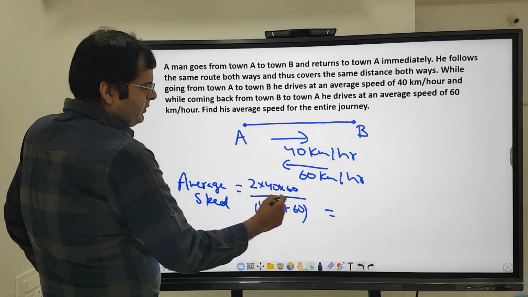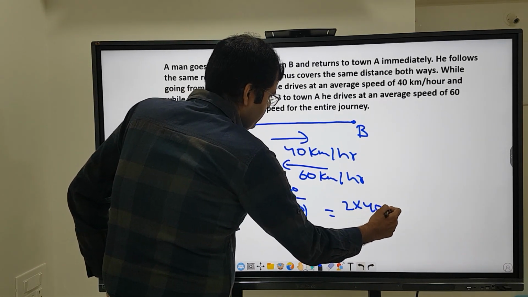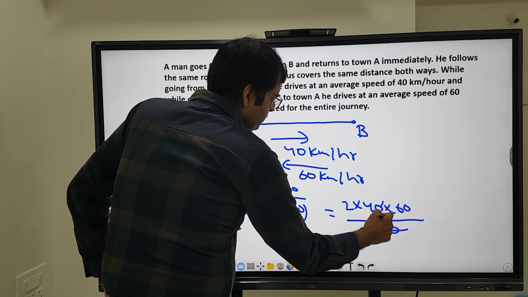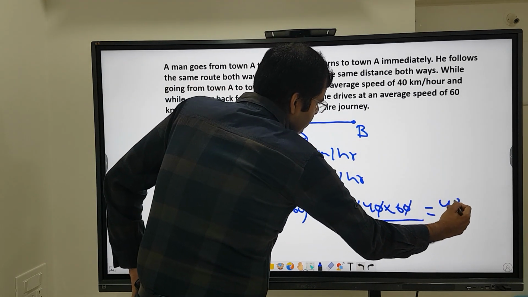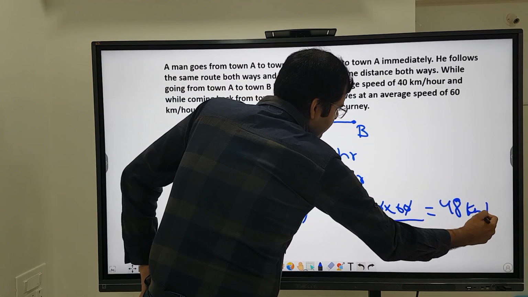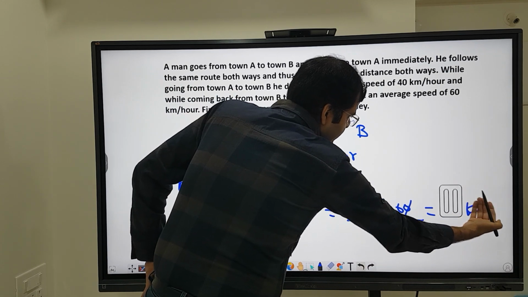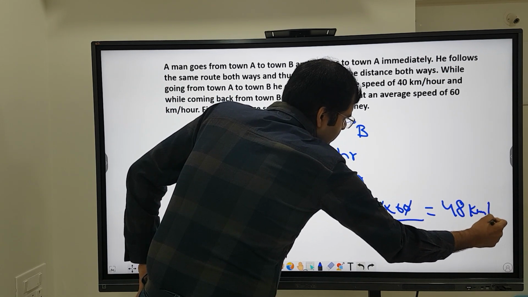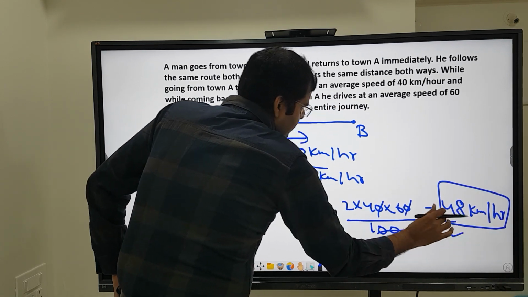So that will be equal to 2 into 40 into 60 divided by 100. So these two, 0 goes away, 0 goes away. 2 into 4 is 8, 8 into 6 is 48. So average speed comes out to be 48 kilometer per hour. Okay, that is the right answer here.